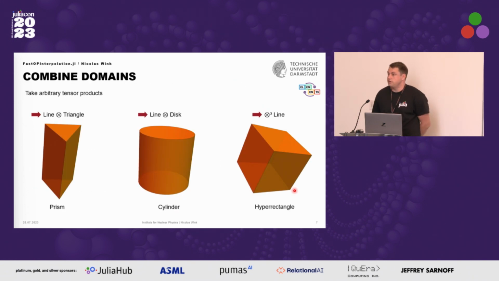Then you can combine these domains in arbitrary fashion as you want. So if you need such interpolations on, for example, prisms, you just take a triangle and a line. For a cylinder, you take a line and a disk. You can, of course, build hyperrectangles, but you could also build more crazy stuff. So you can combine lines and two disks, for example, to build something 6-dimensional, unfortunately, which I couldn't visualize.